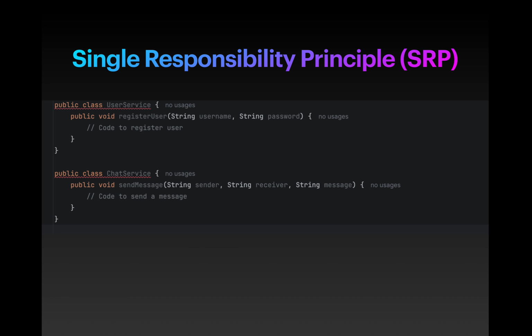So let's take an example where we have a user service concerned only with the user-related functionality, that is registering the user, and the chat service is only concerned with the message functionality, like sending the message. By separating these two concerns, we follow the single responsibility principle, and changes related to user logic won't affect the chat-related logic.